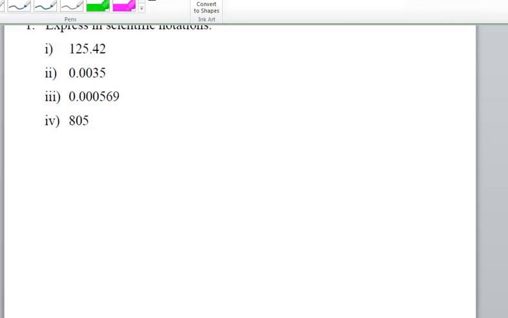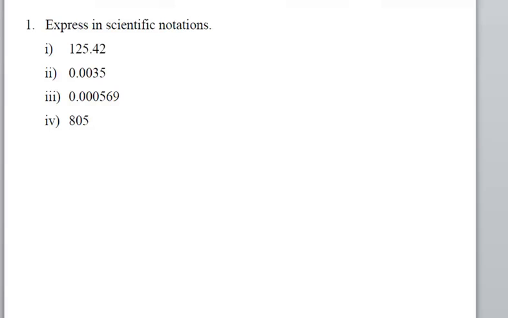For this first question here, we want to express in scientific notation. So in scientific notation, we always have one digit on one side of our decimal place and the rest all on the other side. So we're wanting our decimal place to go here, between a 1 and a 2. Here we're jumping once and twice. So this one will be 1.2542. We've jumped twice, so times 10 to the power of 2.